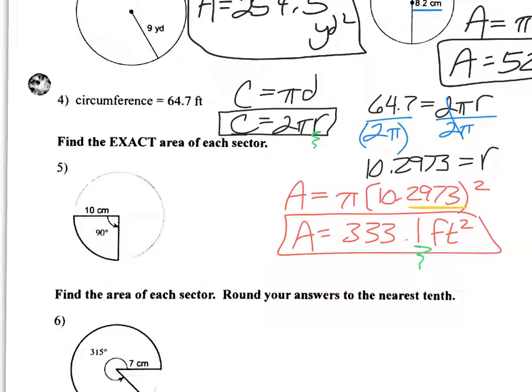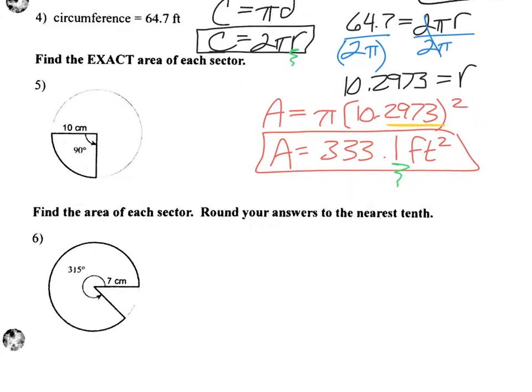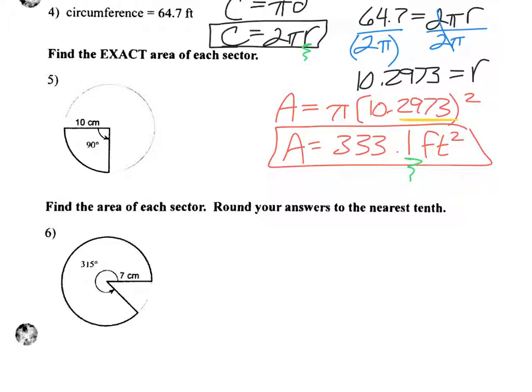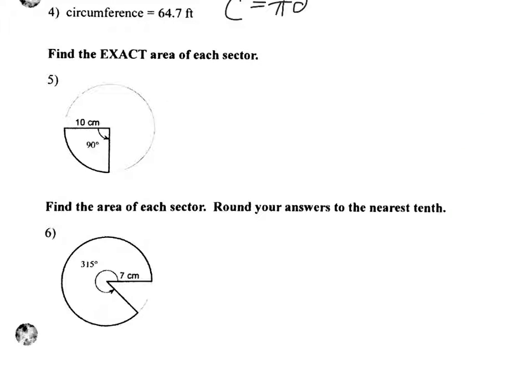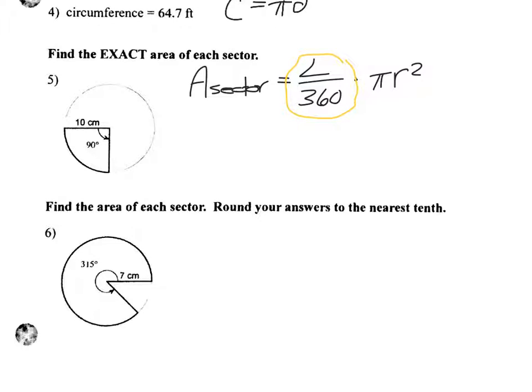All right, let's go to problem number 5. Find the exact area of each sector. Okay, so I'm going to get rid of this stuff up here so I got more room. How do you get area of a sector? Area of a sector is very similar to area of a circle. So area of a sector is angle over 360 times pi r squared. Now, why angle? Because we're not taking the whole circle, we're only taking a portion of the circle. And this gives us the portion because the angle out of 360, because the whole circle is 360 degrees.